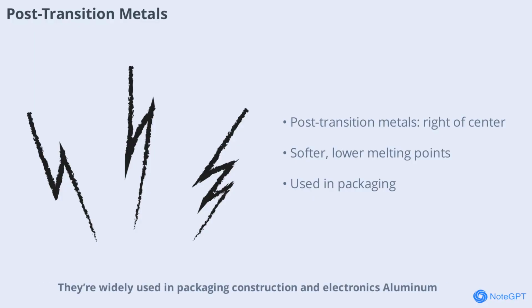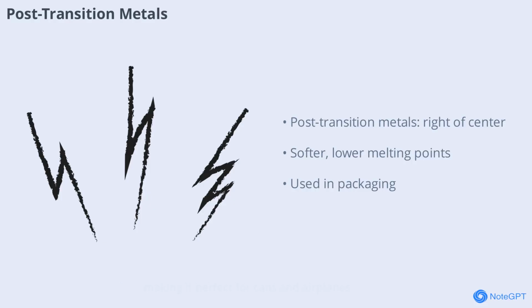They're widely used in packaging, construction, and electronics. Aluminum, for example, is lightweight and corrosion-resistant, making it perfect for cans and airplanes.